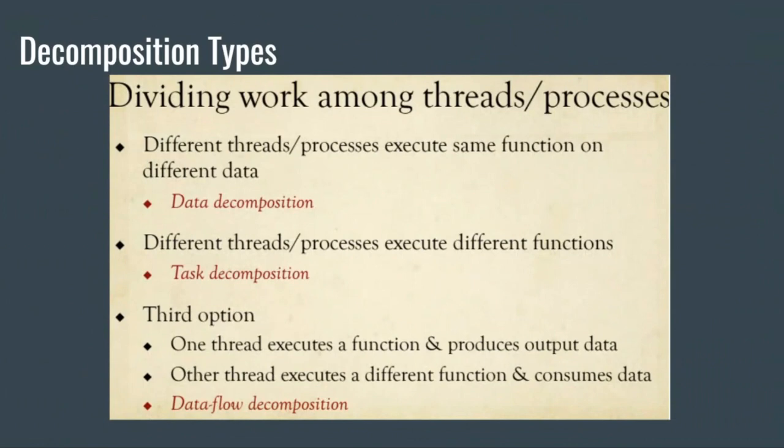So decomposition types. Remember, there's three different types of decomposition. We got data, task, and data flow. In data decomposition, you got different threads or processes executing the same function on different data. In task decomposition, you have different threads executing different functions. And the last one, data flow, is one thread executes a function and produces data, and then the other thread executes a different function and consumes the data that was produced. So that data flow, that's what we're using in the producer consumer. Producer produces, and then consumer consumes.